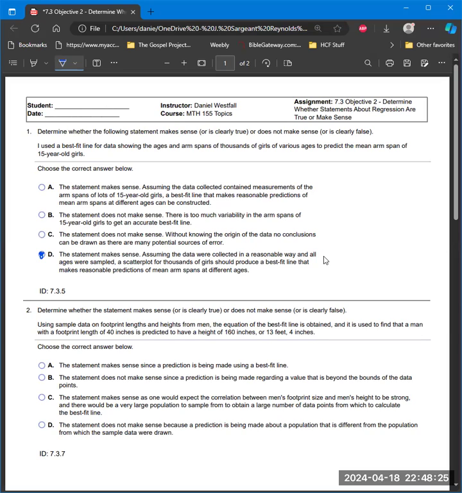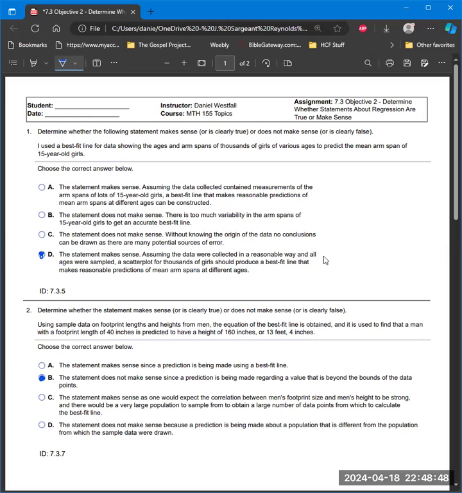That doesn't make sense. That seems like nonsense right there. We don't have men that are 13 feet 4 inches tall. The best way to explain this is that the statement does not make sense since a prediction is being made regarding a value that is beyond the bounds of the data.